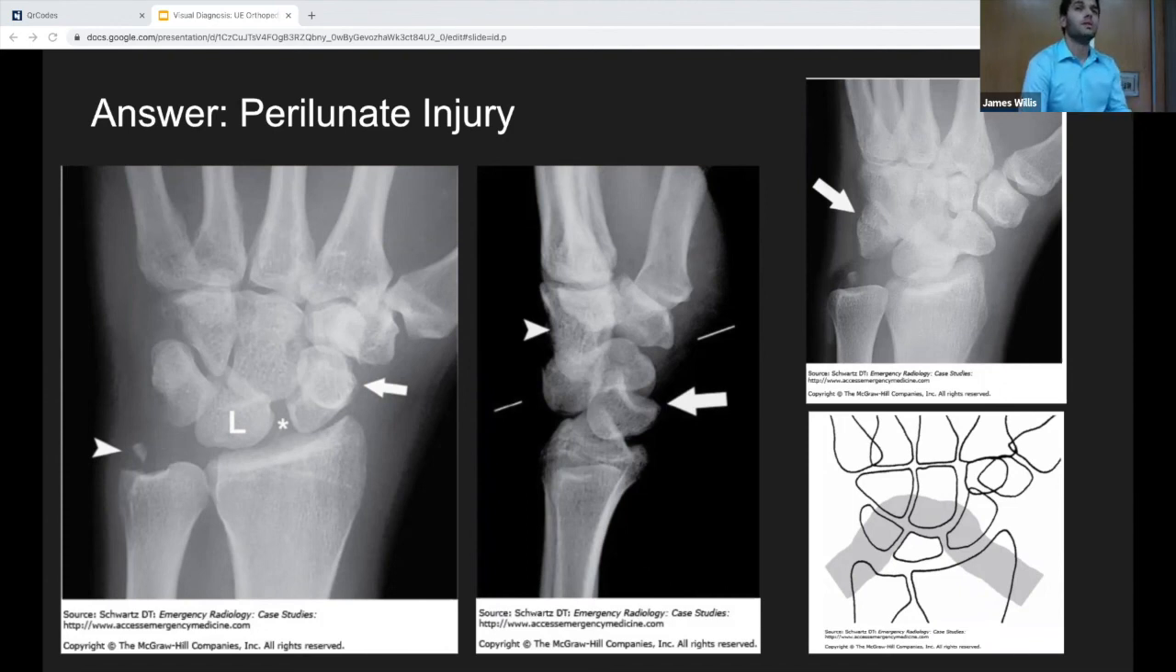So when you have patients that present to the ED and they tell you a story that they fell on an outstretched wrist and they landed like this to try to protect themselves, consider that when you get that wrist radiograph, you're going to look for more than just one sign, because these usually occur in unison.